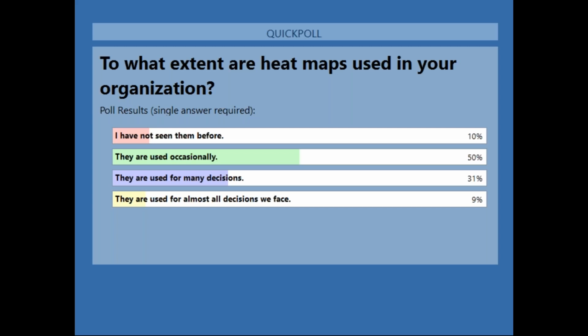Okay, so the poll's closed, and it seems that for most of you, 50% say that heat maps or risk maps are used occasionally, 31% used for many decisions. Really, a minority either haven't seen them before or they're used all the time. So about 80% usage, that they're used a lot or at least occasionally.